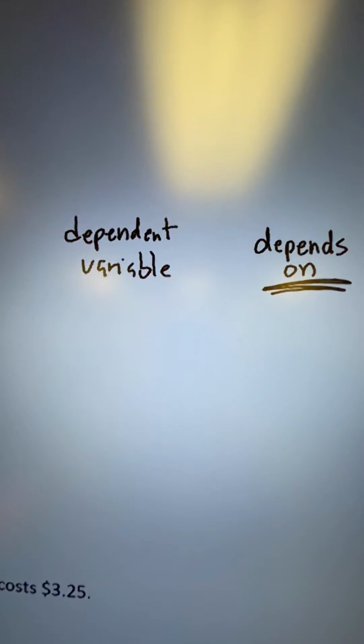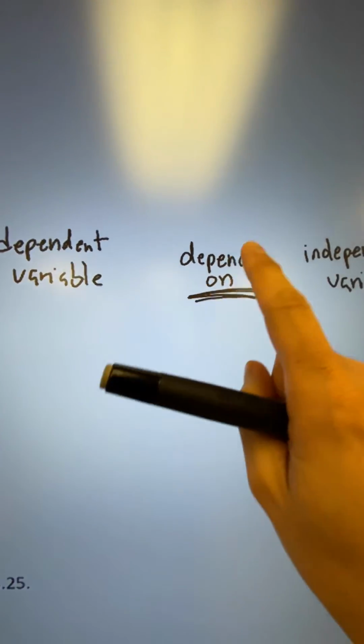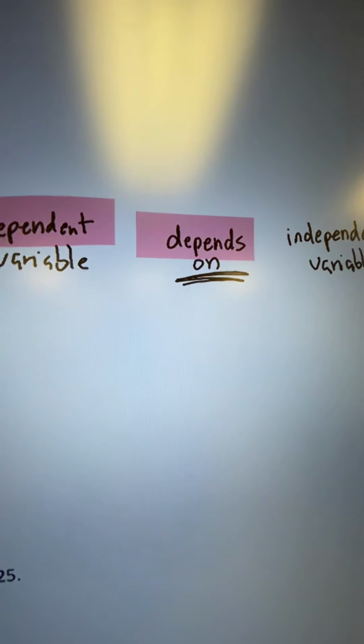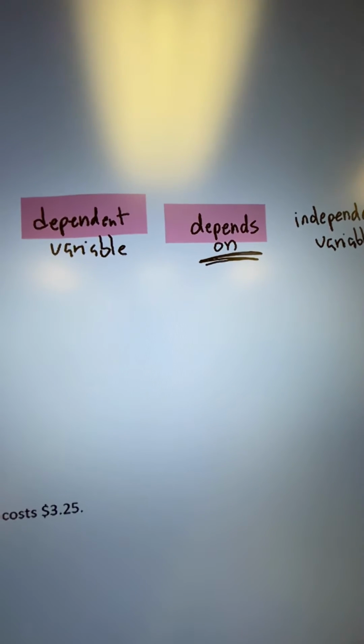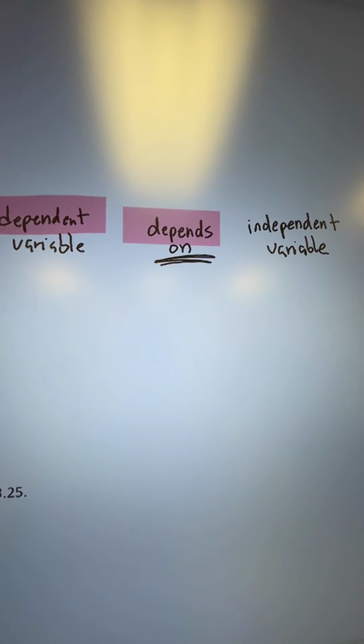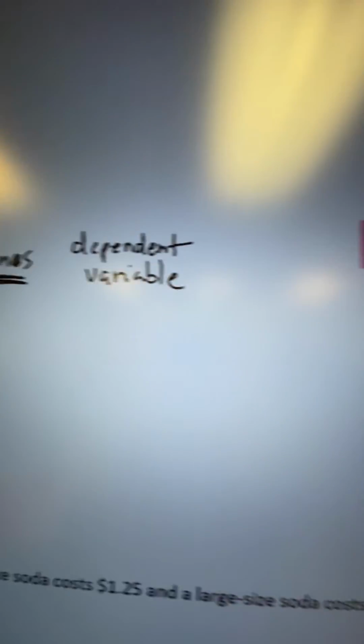And here's the other phrase that I use. The dependent variable depends on the independent variable. So again, notice that the dependent depends. So this is the phrase I use to help me identify which one is the independent and which one is the dependent. So you can use either phrase depending on the situation. So let me show you how I use it for this example here.